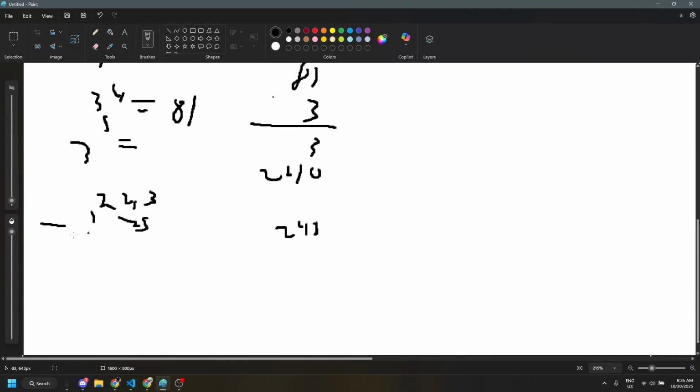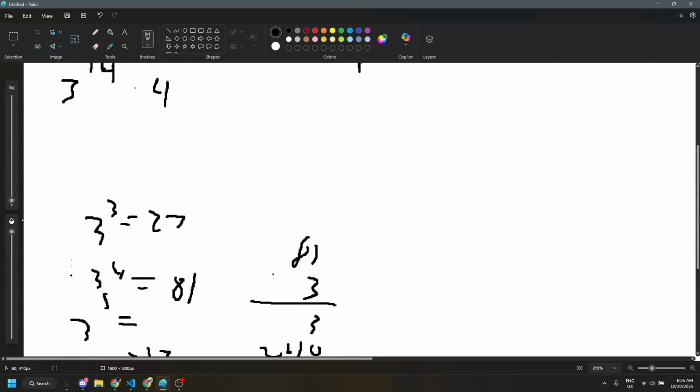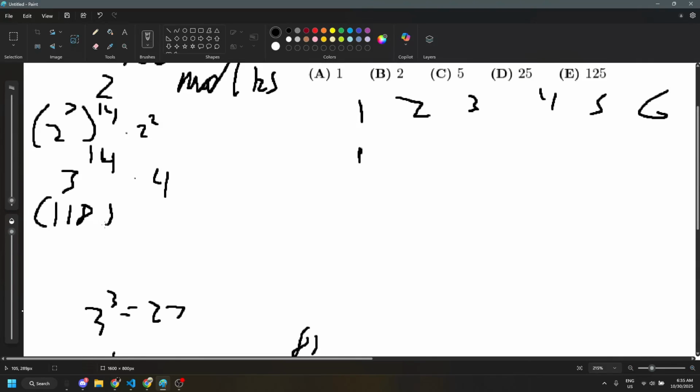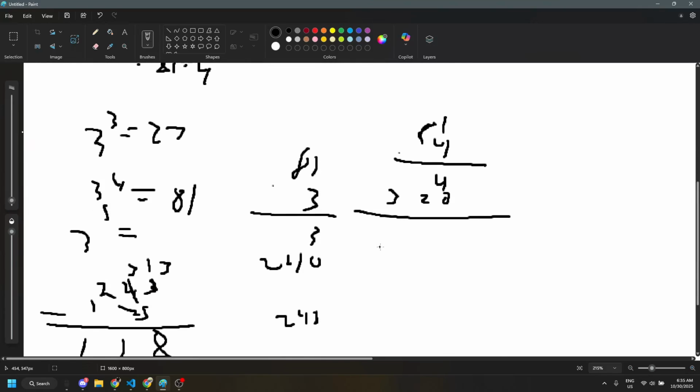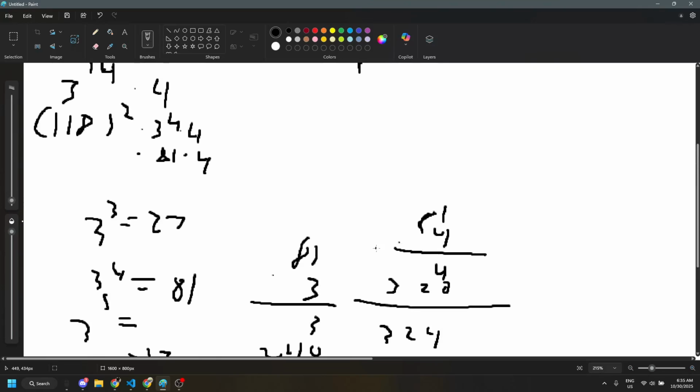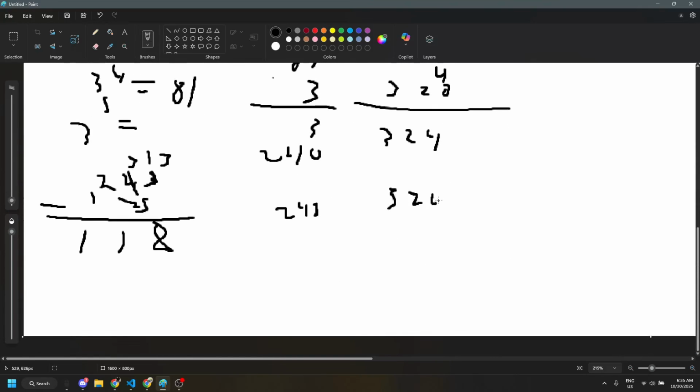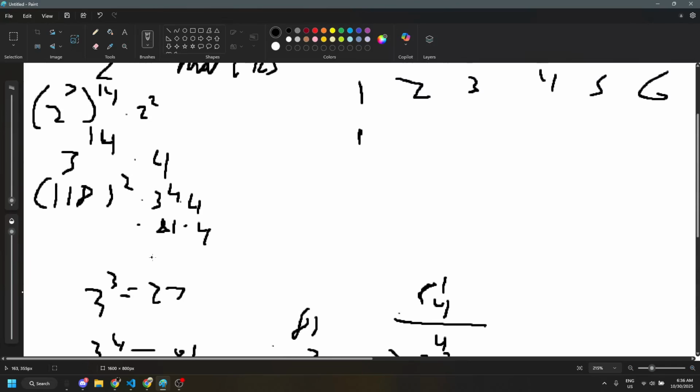243 minus 125 would be 118. So 118 times 3 to the 4 times 4, which is 81 times 4. 81 times 4 would be 324. 324 minus 250 gives us 124. 124 would be negative 1.